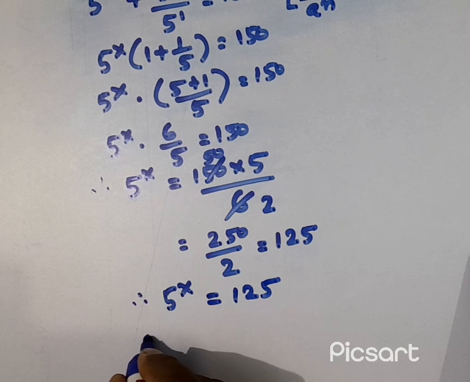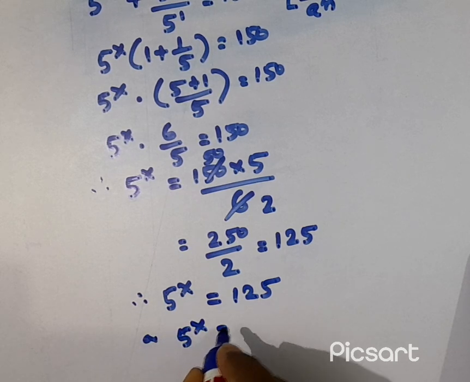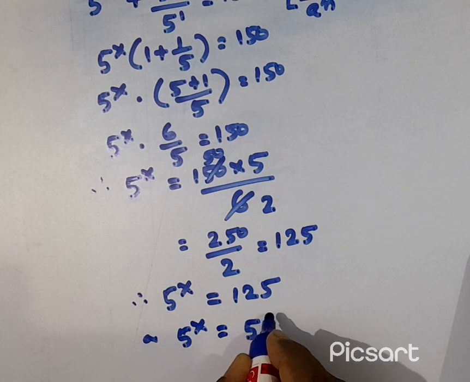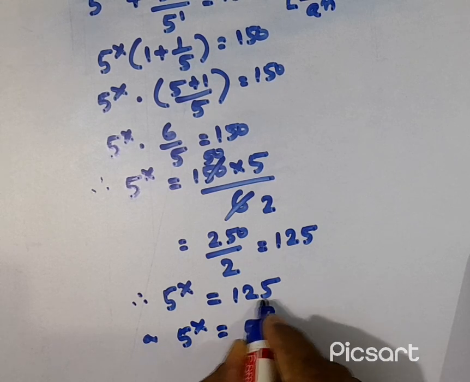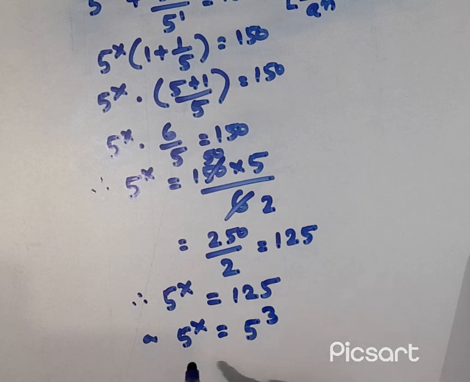This we can write as 5 to the power x is equal to 5 to the power 3, since 125 is 5 to the power 3. Now both sides base is same, therefore x equal to 3. So that will be the answer.